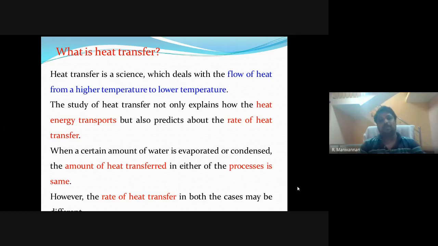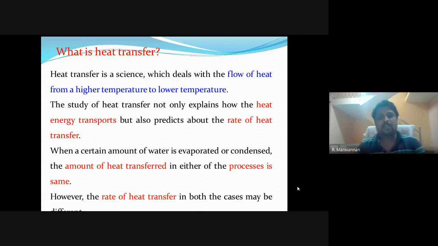Say, for example, if you take 100 degrees Celsius and 50 degrees Celsius, heat energy will flow from the 100 degrees Celsius to the 50 degrees Celsius, and it will not flow from 50 degrees to 100 degrees Celsius. The study of heat transfer not only explains how the heat energy is transported, but also predicts the rate of heat transfer. So at what rate the heat transfer is taking place, this also can be predicted.